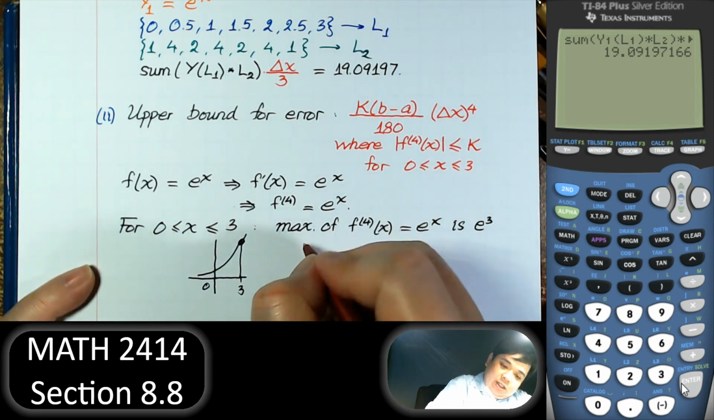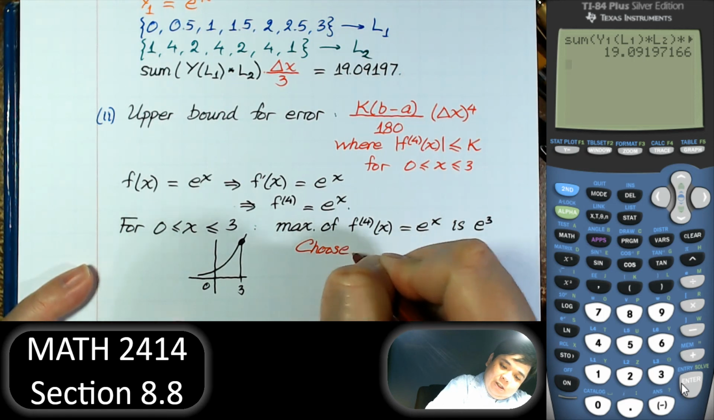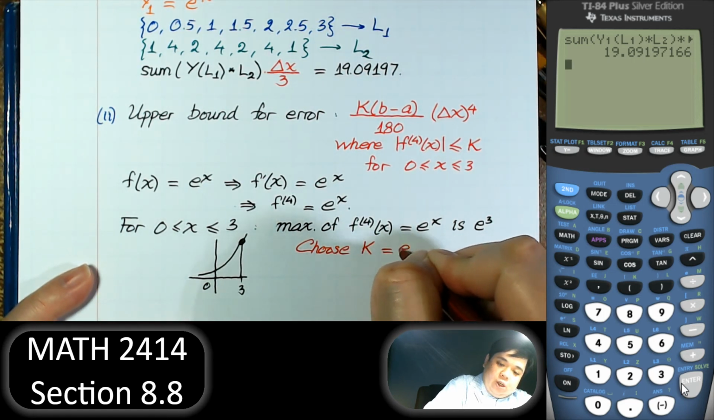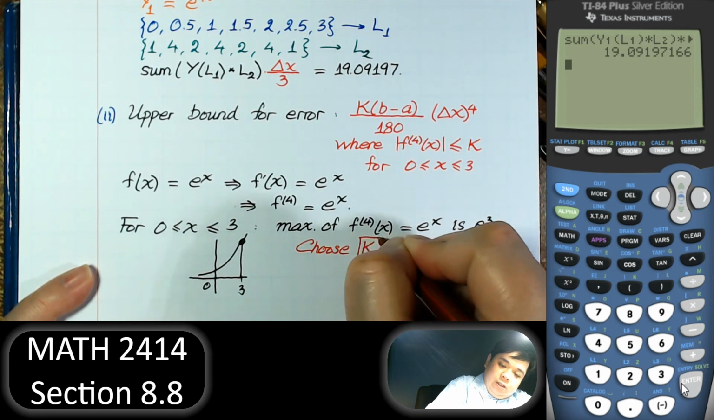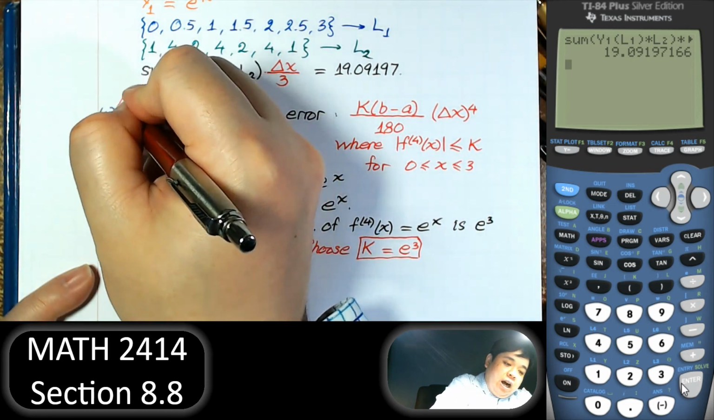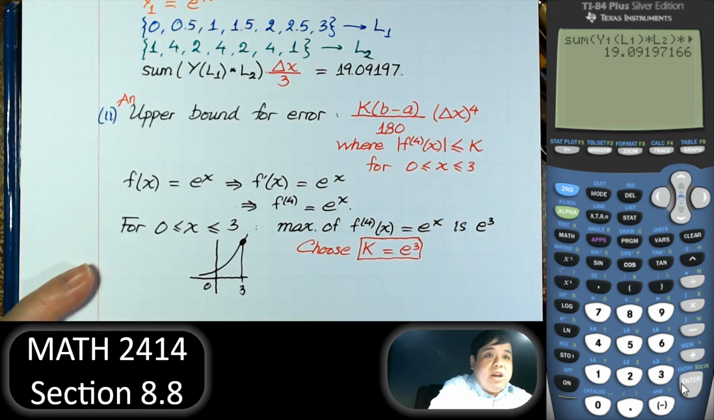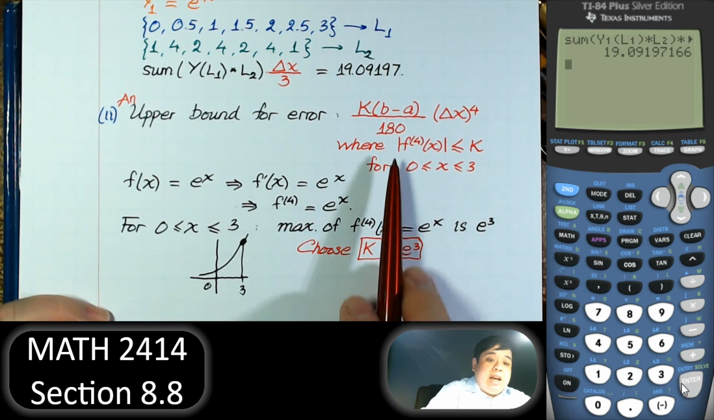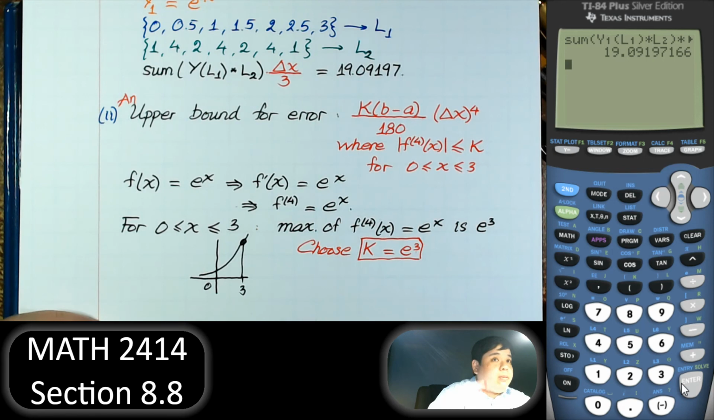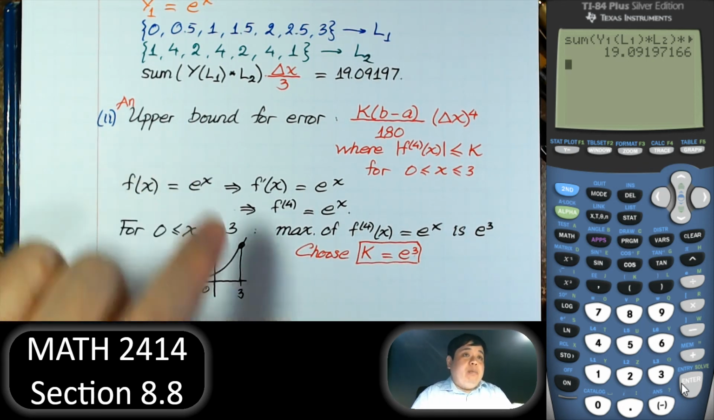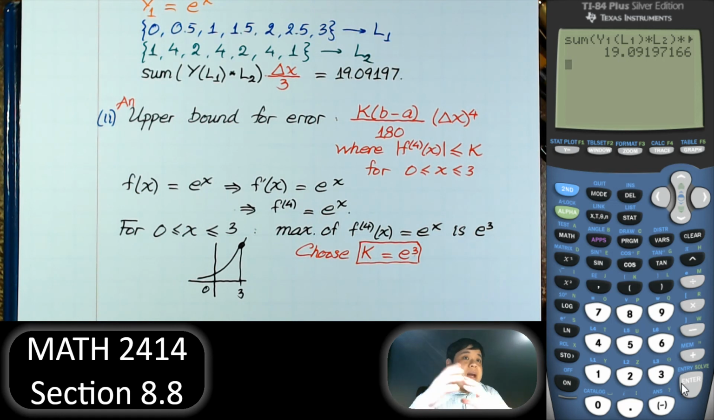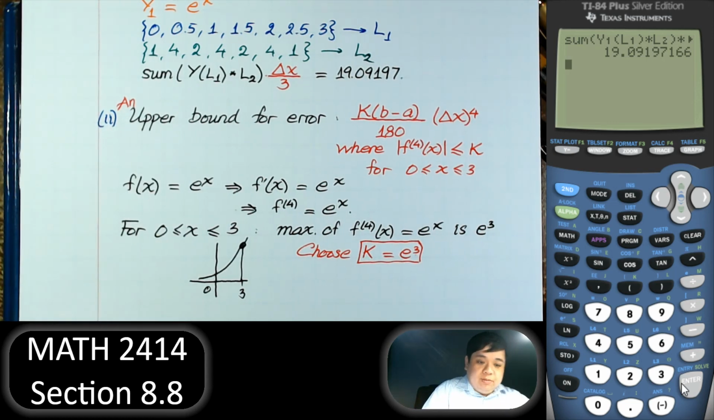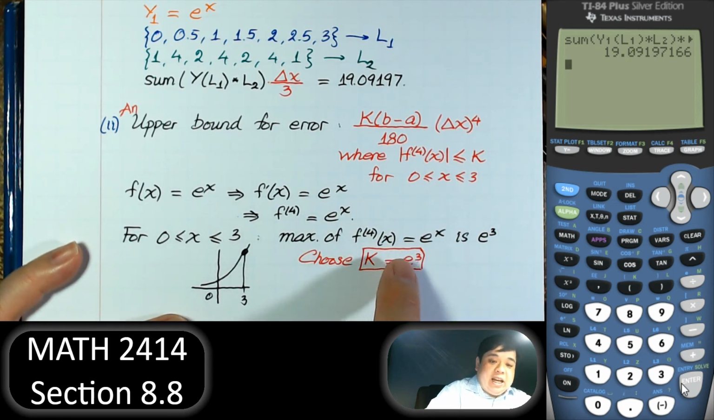So I'm going to choose K equal to e cubed. By the way, this is an upper bound. So if we want to, we can choose something bigger like e to the 4th, e to the 3.5, pretty much anything bigger than this is fine. But K cannot be smaller than this. So this is an upper bound, whatever that number is, we can always make it bigger. So if we're not sure about it, we just make it a little bit bigger. So it's fine. So that's an upper bound for error. K cannot be smaller than this.